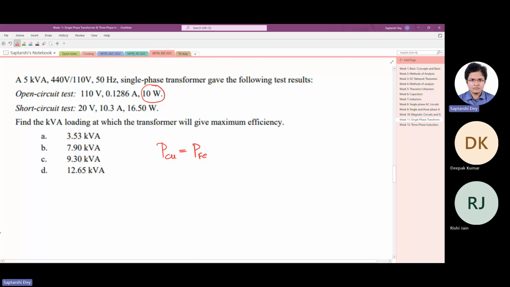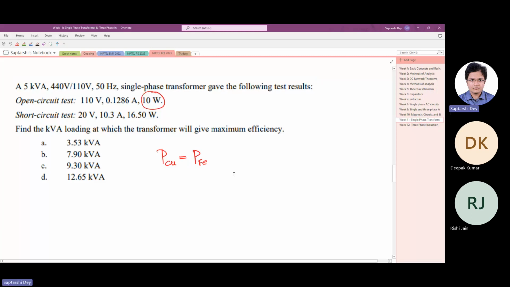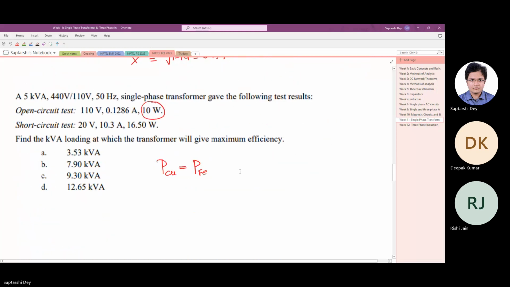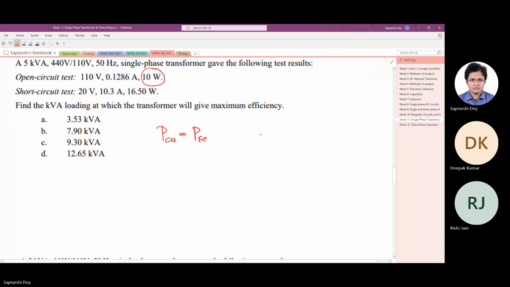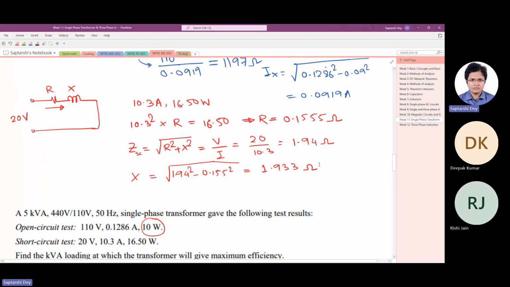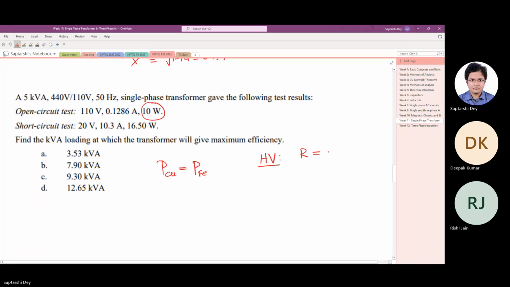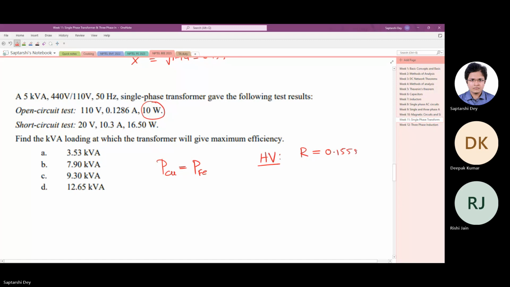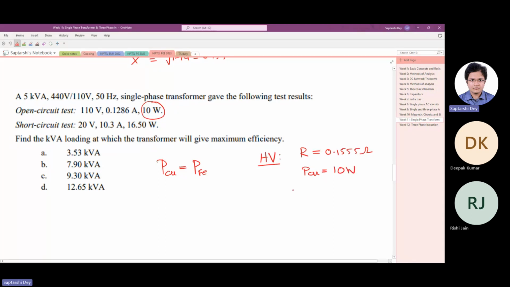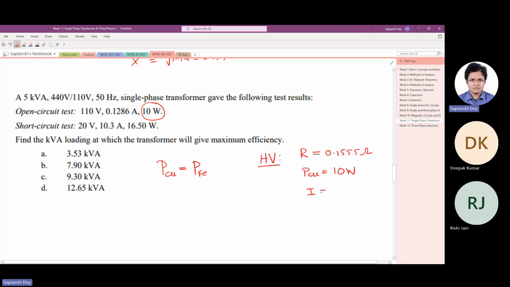So we have to find out at what loading condition our copper loss also becomes 10 watt. So we will do it in the secondary side. Okay, sorry, not secondary side, high voltage side. Our total resistance at the high voltage side, which we got from the short circuit test, is 0.1555 ohm. And at a certain loading condition, the copper loss is 10 watt. Then how much current is flowing at that loading condition?